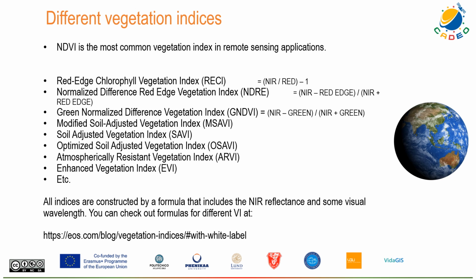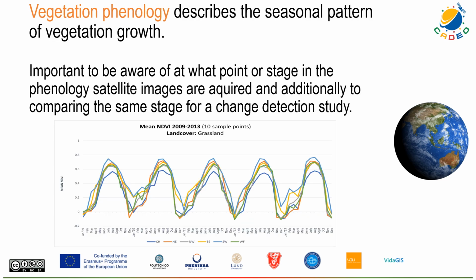It makes things simpler to work with vegetation and to monitor vegetation. However, we must understand also that vegetation is growing in a seasonal pattern, which we call vegetation phenology. This is grassland pixels in Iceland over 5 years, and we see the typical annual vegetation cycle.